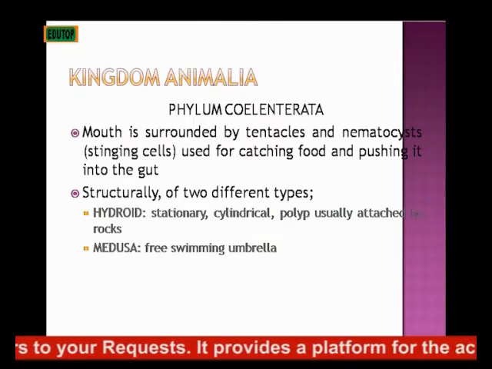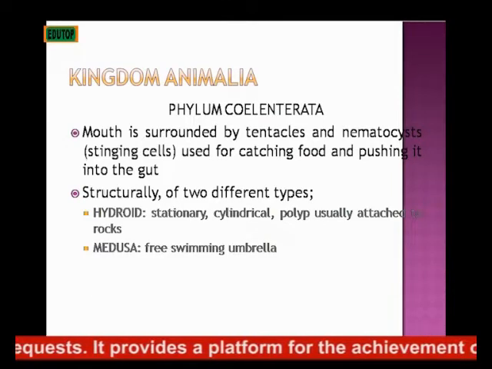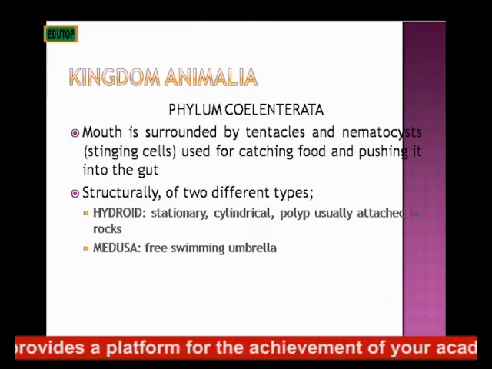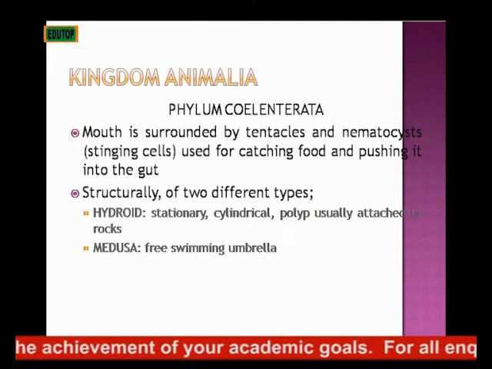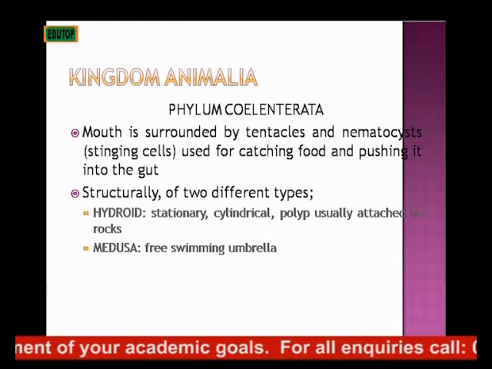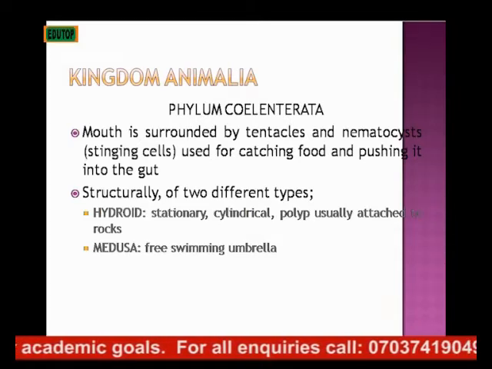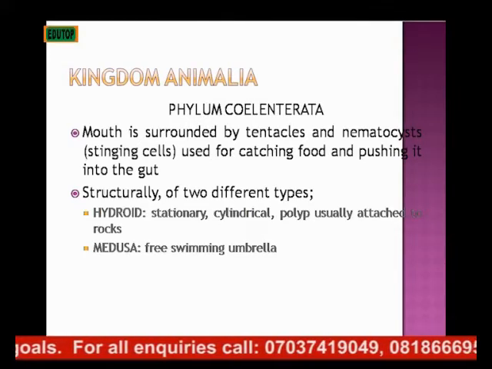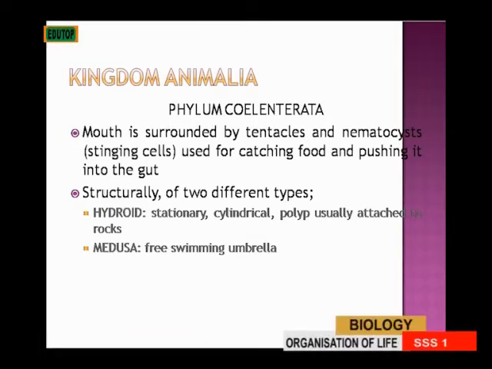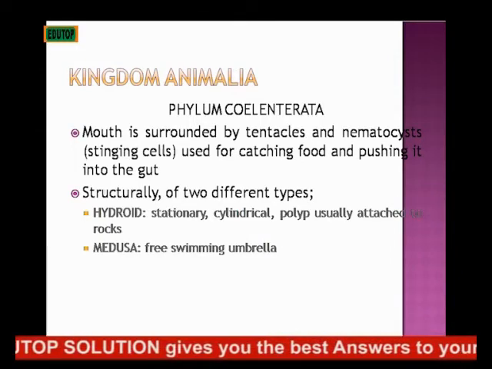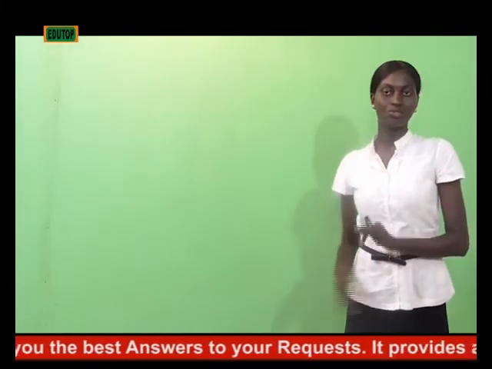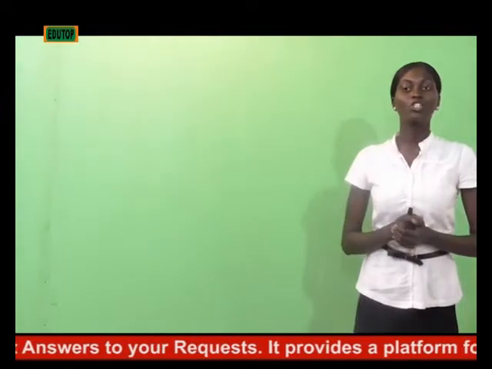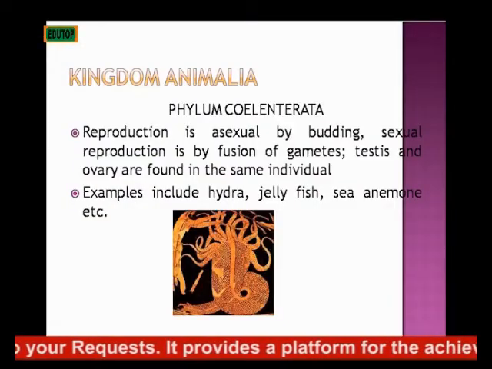Structurally, these coelenterates are of two types. We have the hydroid and the medusa. The hydroids are the cylindrical and stationary ones. They are usually attached to the rock and rarely move. While the medusa are the ones that are free moving, free swimming, umbrella-shaped. Their reproduction is asexual, by budding.